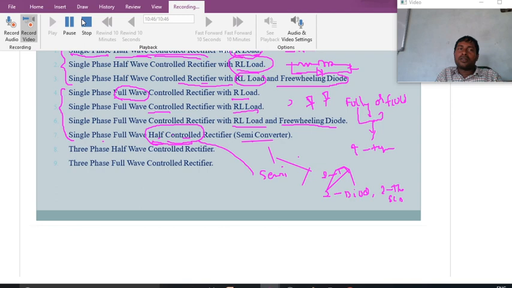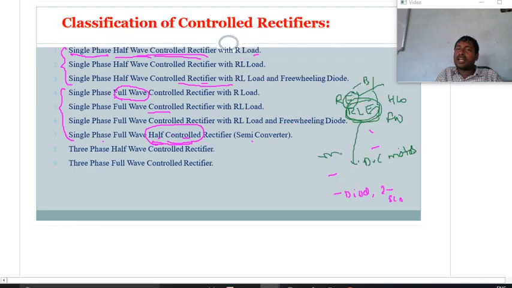Apart from these things, RE load also available, RLE loads also available for half wave and full wave. So E load is nothing but a back EMF. So RLE load is nothing but simply a DC motor, because the winding has resistance and also reactance and also back EMF. That's why this is RLE load. So these are the classification of phase control rectifier.